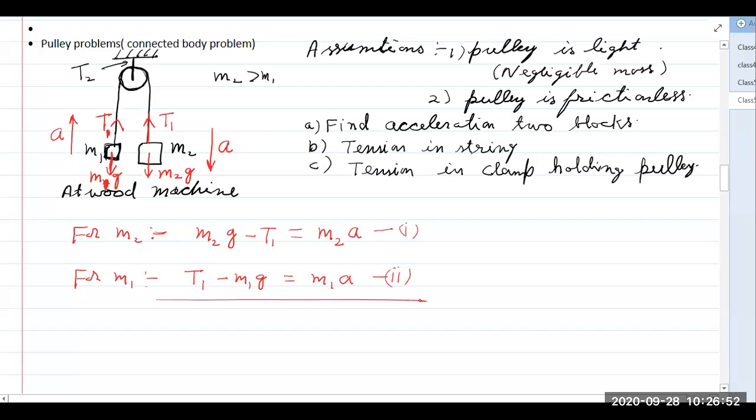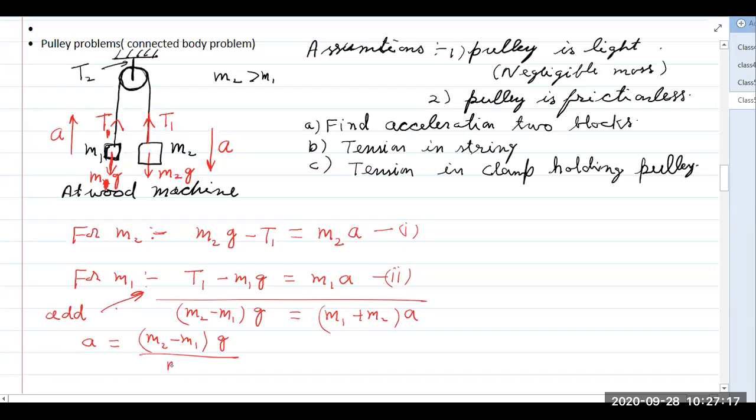For solving, if you add these two equations, we are going to get (M2 minus M1) into G equal to (M1 plus M2) into A. Adding these two, you are going to get A equal to (M2 minus M1) into G divided by (M1 plus M2). So this is the acceleration of the blocks. For M2 it will be downward, and by the same magnitude for M1 it will be upward.